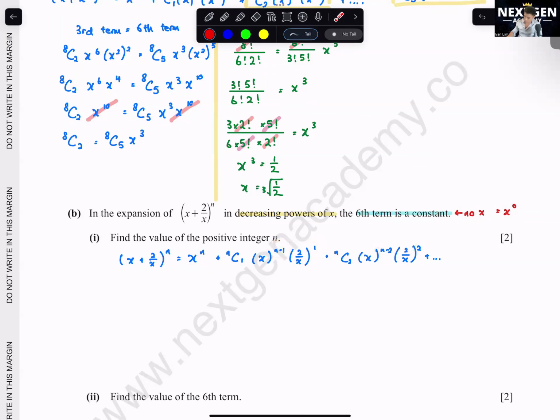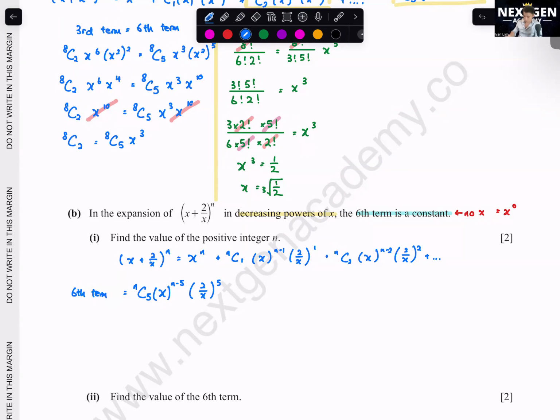So we want to find the sixth term. The sixth term will equal nC5, because it starts with nC0: 0, 1, 2, 3, 4, 5. That will be the sixth term. So nC5 x^(n-5) times 2 over x to the power of 5.